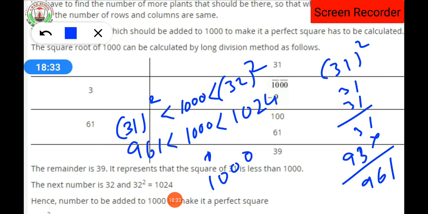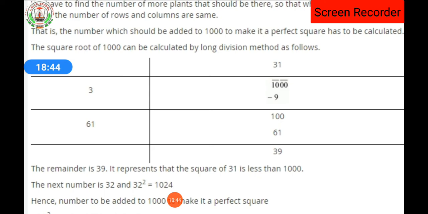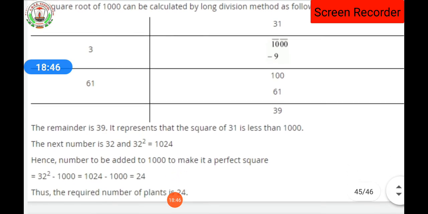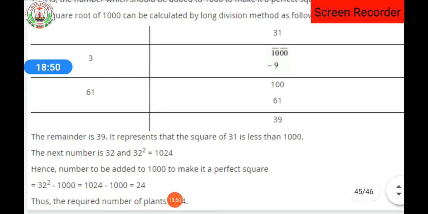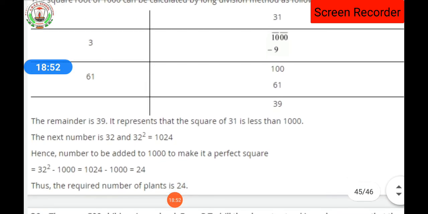तो ग्रेटर निकालने के लिए क्या करेंगे? 1024 will be subtracted with 1000, so you will get the required answer as 24. Okay, hence while subtracting this, you will get the required answer as 24. Thus you can say that the required number of plants is 24.